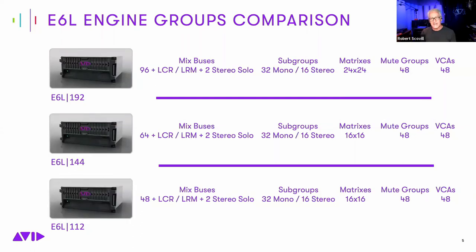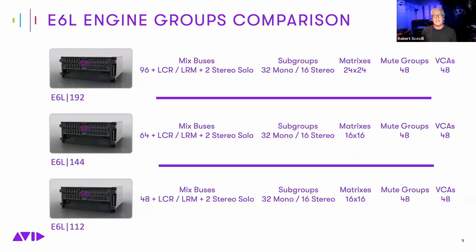So this is kind of how it shakes out with our engine choices currently. We have E6L192, E6L144, and E6L112. And these are the buses that are available to you. So you can see as you go from the top of the line engine, you have 96 mixed buses available to you, on down to 48 in the E6L112. The amount of subgroups that you use is dependent upon how you ratio those things out, but you have a maximum of 32 mono or 16 stereo available to you there.